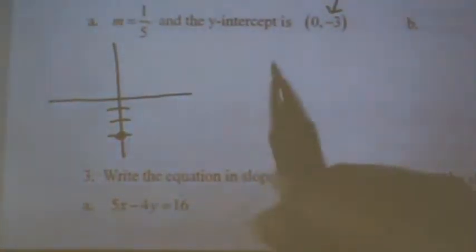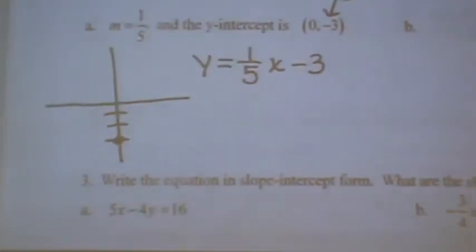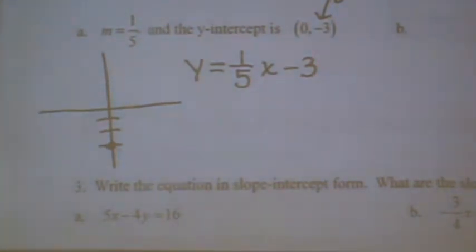How do you put these two together to create an equation in slope-intercept form? Anyone know what it is? y equals 1/5 x minus 3. You know that?